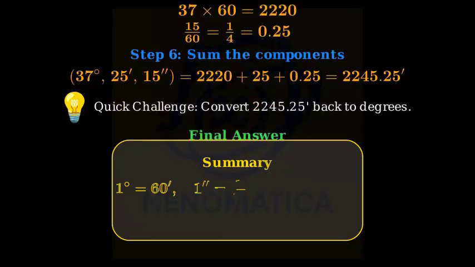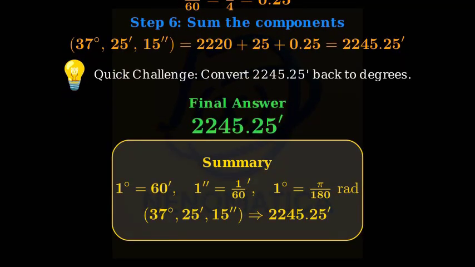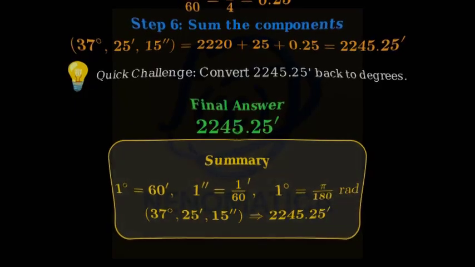Summary. Convert degrees to minutes by multiplying by 60. Convert seconds to minutes by dividing by 60. Then add. Practice converting between degrees, minutes, seconds, and radians using pi over 180.